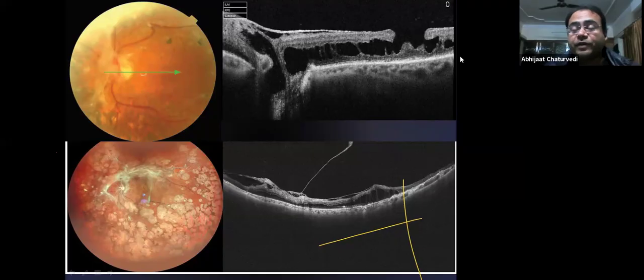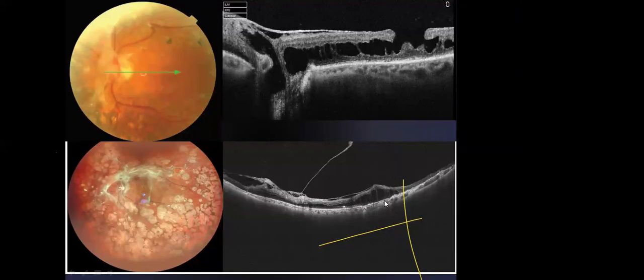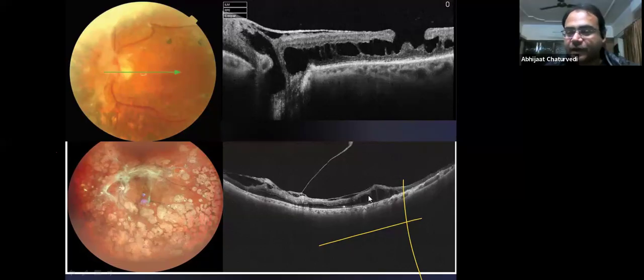Yeah, sorry. So as I was saying, this patient above would have somewhat better vision compared to the patient below. Now, why do I say that? I say it just on the basis of this ellipsoid zone line. You can see it is somewhat patent over here, but it's not in this image. Though you cannot see it very clearly over here, it's not that patent.